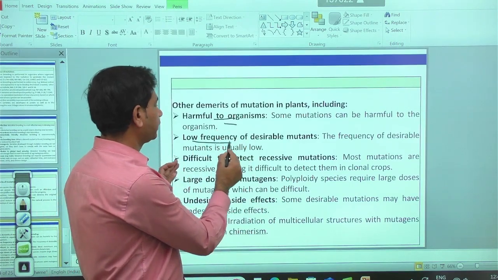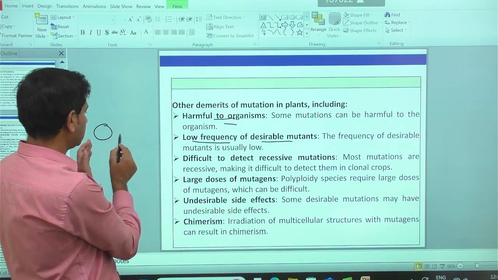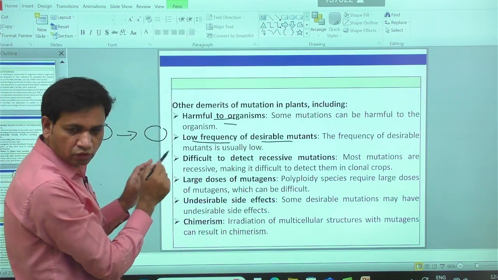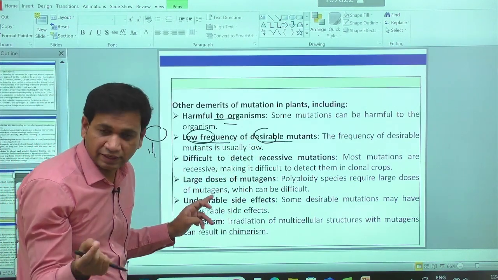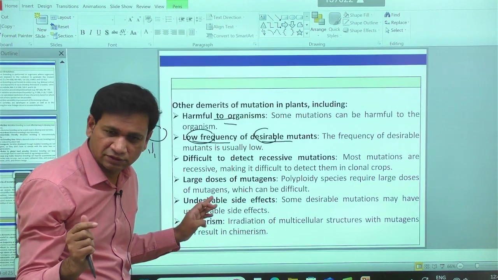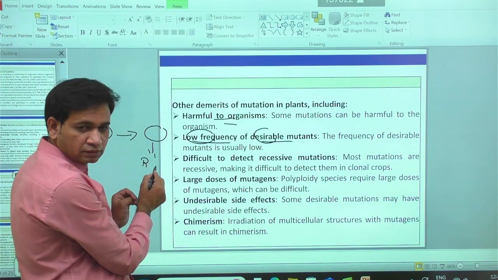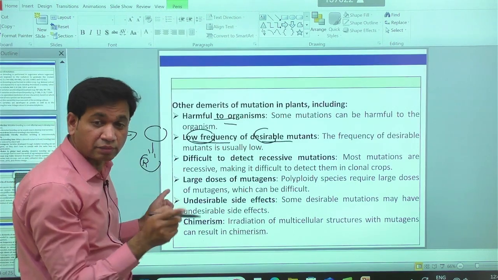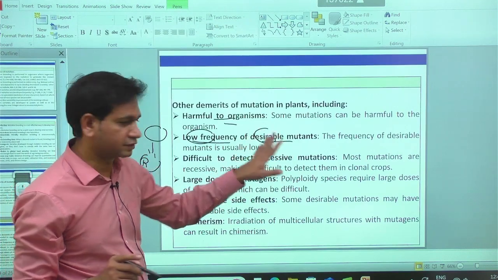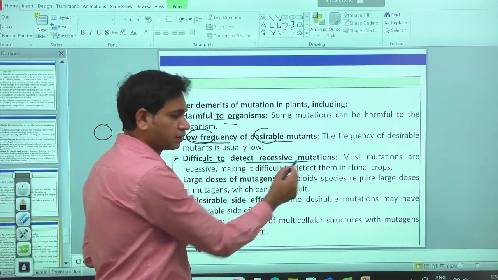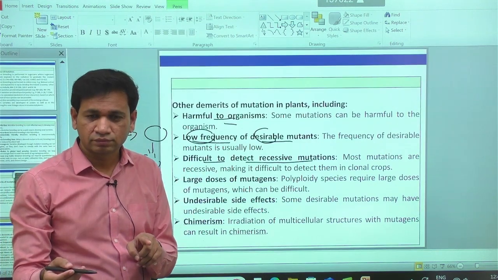Then low frequency of the desirable character. For example, we said original chromosome and recombinant chromosome. In the recombinant chromosomes, we get only a low frequency of the desirable character. The frequency is very low, and even within that, most of the genes are recessive rather than dominant. That is the reason we get a low frequency of desirable characteristics. Then it is difficult to detect the recessive mutation. Whatever recessive gene we get, it is sometimes difficult to detect compared to the dominant.